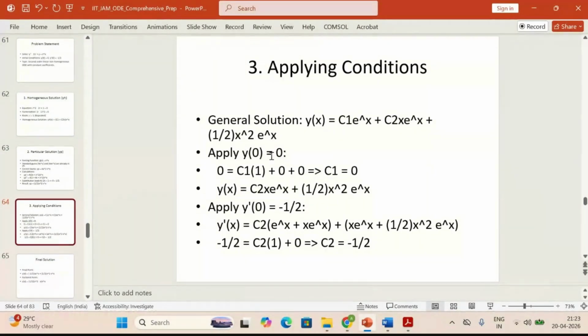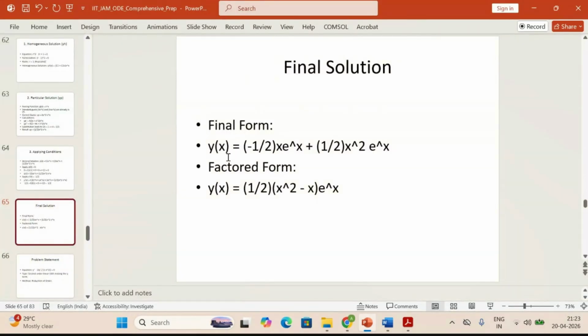Then we apply y(0) equals 0. This gives c1 equals 0. And we put y prime (0) equals minus half. So we calculate y prime of x, and at y prime (0) it is minus half, so c2 equals minus half. And the final solution is y(x) equals minus half x e to the power x plus half x squared e to the power x. And we can write it in a more aesthetically pleasing form like this. Is that clear to everyone?